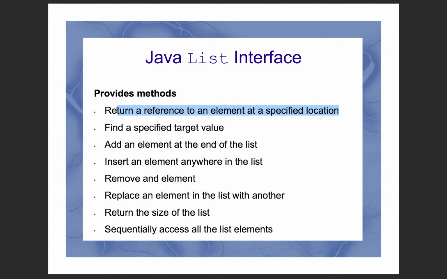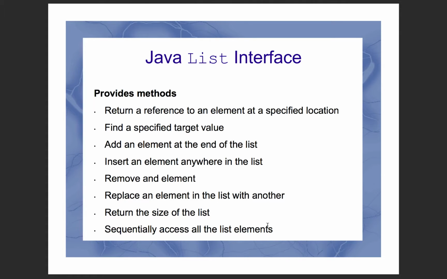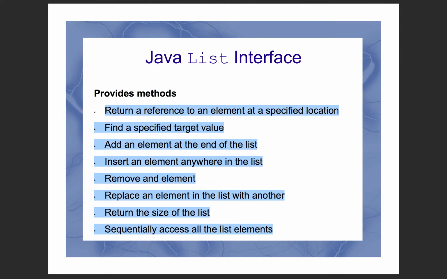That means you can find the index of an element at a specified location, find a specified target value, add an element at the end of the list, insert an element anywhere in the list, remove an element, replace an element in the list with another, return the size of the list, and sequentially access all the list elements. So these are the methods that you can use under a list interface object.